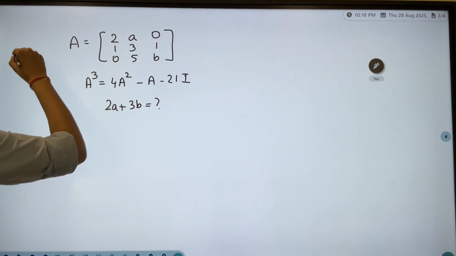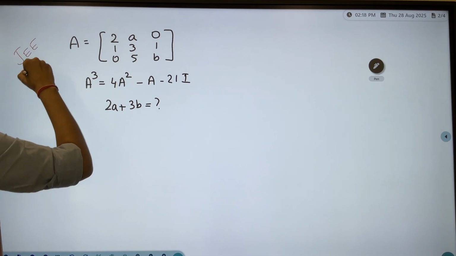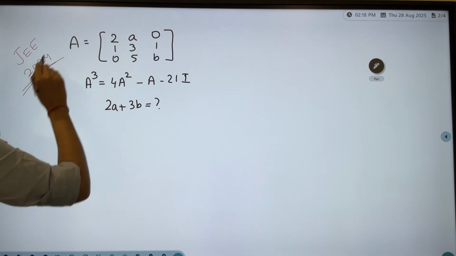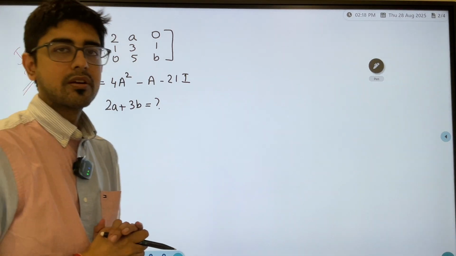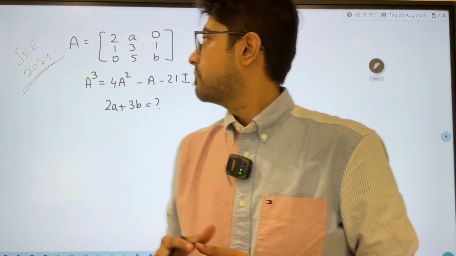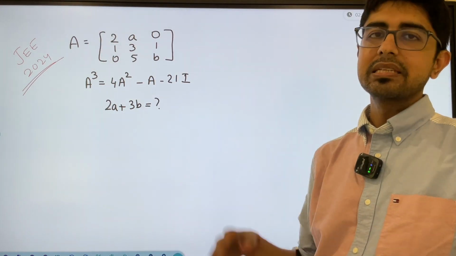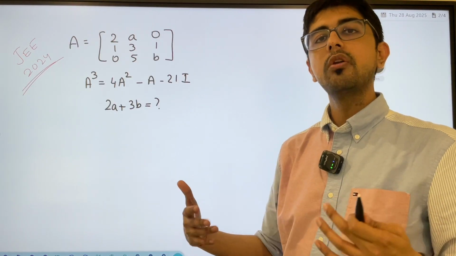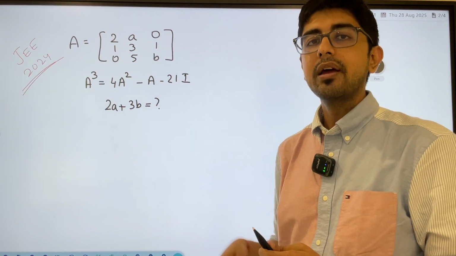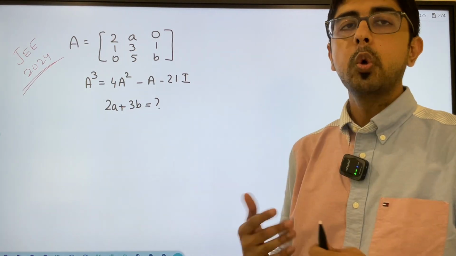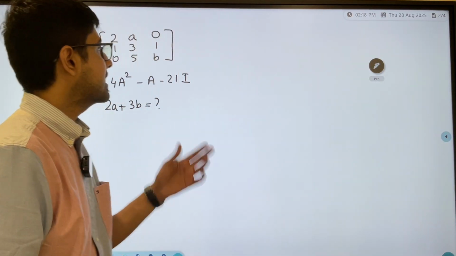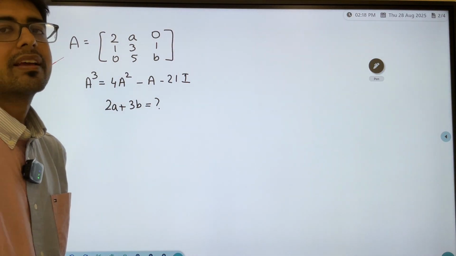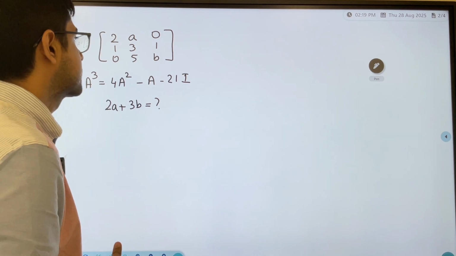Now this is a question that is a PYQ from JEE 2024. Before I studied this theorem, I would get overwhelmed when I saw matrix equations, because my first thought was, do I have to actually solve for A cube, A square and all? But no, we don't have to do that, because the trick lies in writing the characteristic equation in matrix form.